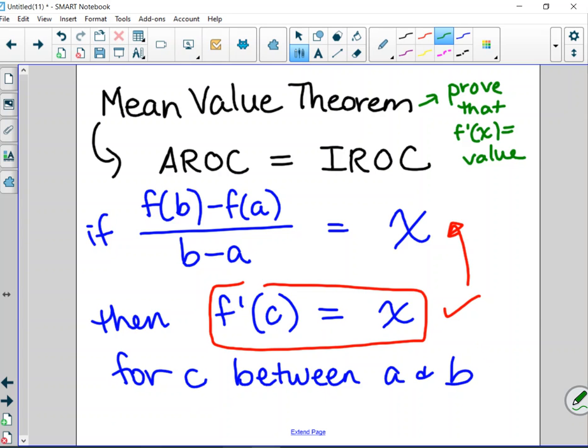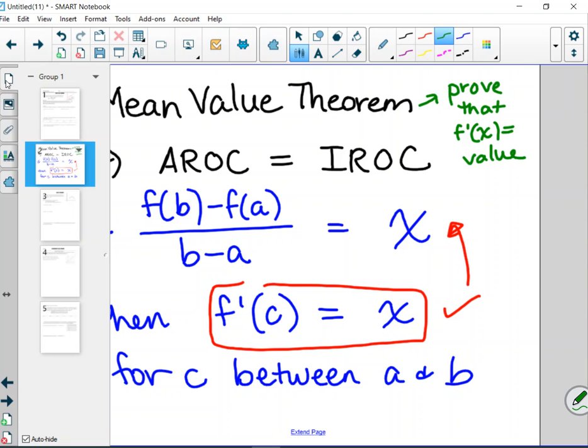I want to make sure I say that because if the problem doesn't explicitly say the words mean value theorem, we still want to be able to pick up on the idea that that's what we should be thinking. Okay? If it doesn't explicitly say that, we may not pick up on that if I don't understand what the mean value theorem is good for. So the mean value theorem is really, really good for proving that I can get my derivative to equal something special.